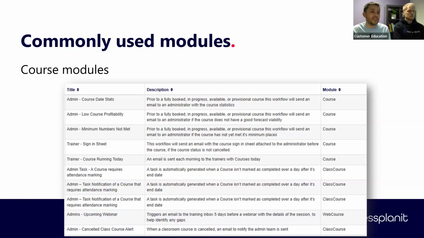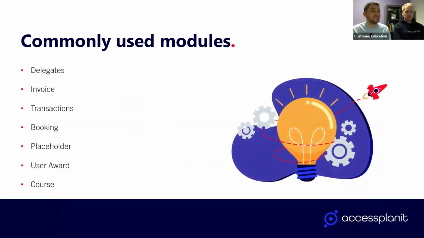Course modules work a lot like the delegate ones we covered earlier. You've got the course module, which covers all courses, plus class and web course versions, so you can focus on a specific course type when reporting or sending emails. Workflows using the course modules are usually for internal teams or trainers. Common examples include sending sign-in sheets, sharing course date stats, alerting teams if a course is below its minimum number of bookings, and creating tasks for course-related actions. Really good for internal admin comms, that.